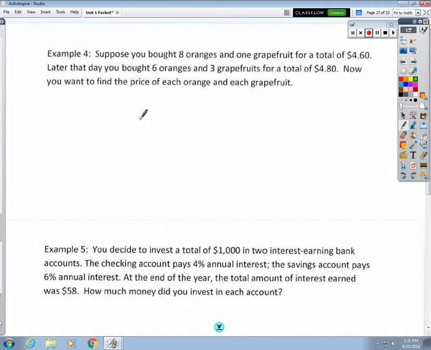Alright, example 4. Suppose you bought 8 oranges and 1 grapefruit for a total of $4.60. Later that day, you bought 6 oranges and 3 grapefruits for a total of $4.80. Now you want to find out the price of each orange and each grapefruit. Okay, so obviously you can use X and Y if you want, but I'm going to choose to use O and G. And the reason I'm making it like a fancy O is so I don't mistake it for a 0. Now, what are my totals for the equations?